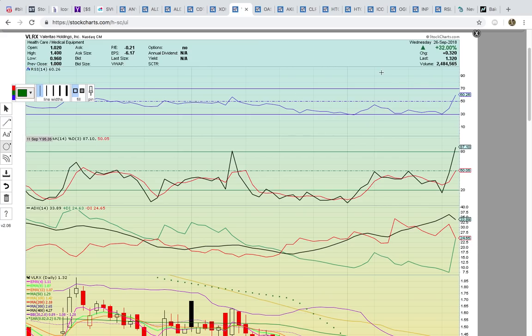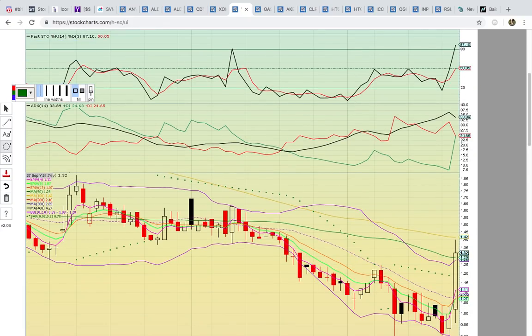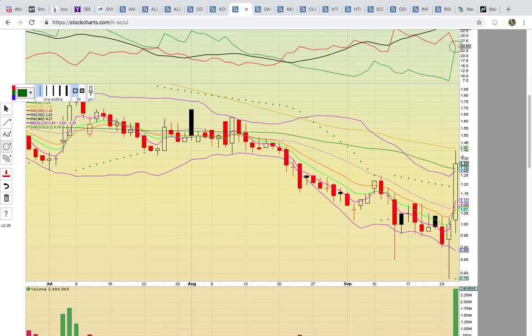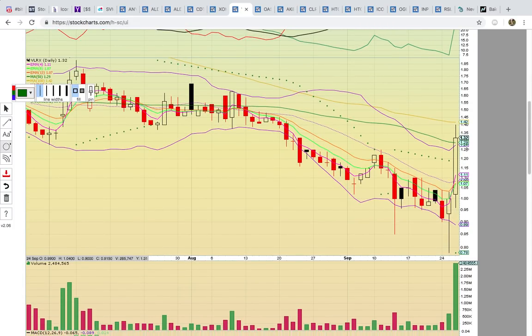Okay, take a look at VLRX. Once again, you've got RSI now in the bull zone. So the chart is heating up. Look at the pinch here on plus DI. Bulls want to see that green line cross over that red line, negative DI, to the upside. And so today there was a bullish close above the green line, the 50-day simple moving average.